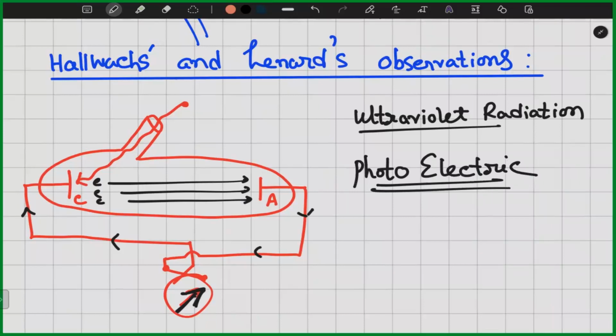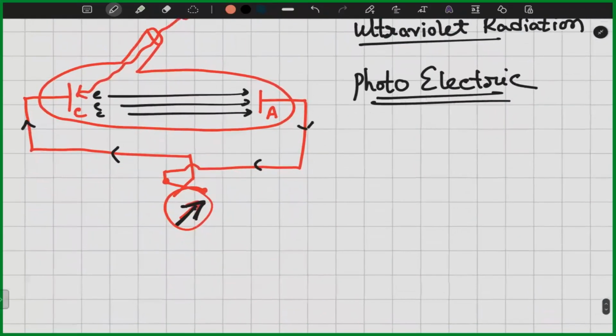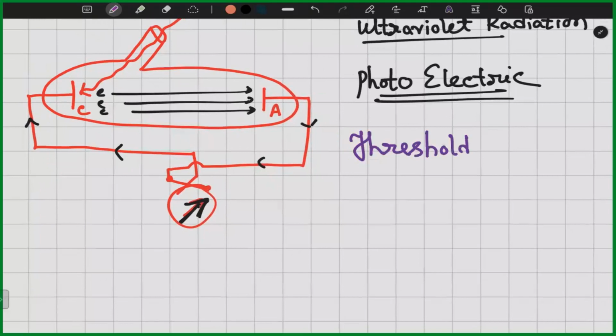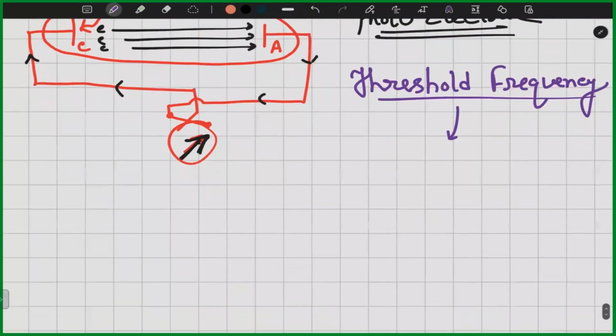Now, it is not always that we obtain electric current. There is a certain frequency or wavelength range, and only then can we have that electric current. That frequency is called the threshold frequency. What is the threshold frequency? This is very much important.